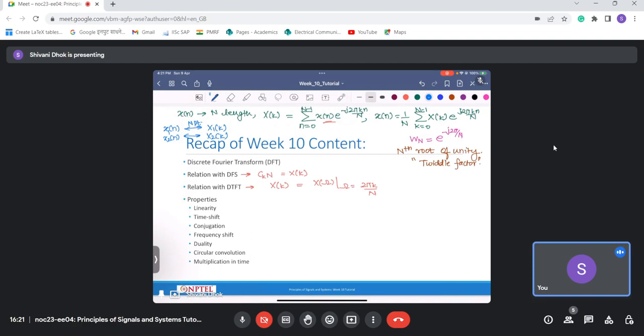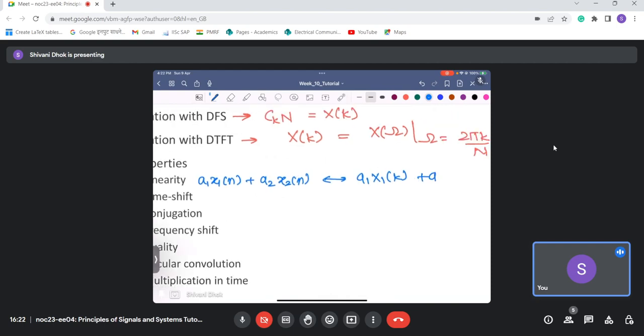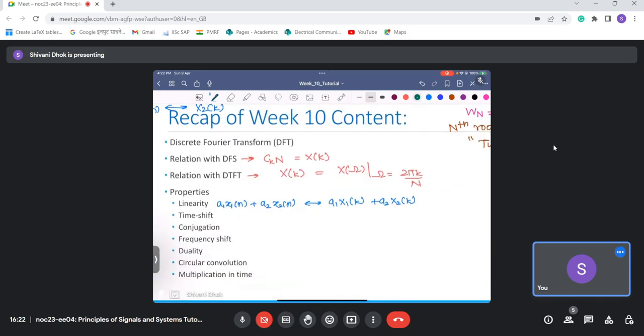Okay, so let us look at the first property, that is the linearity property. So a1 x1[n] plus a2 x2[n] will have Fourier transform as a1 X1[k] plus a2 X2[k]. Then we have the time shift property. So it's x of n minus n0, and this shift is basically a modulo N shift, and this will have the Fourier transform as e to the power minus j 2 pi k n0 by N into X[k].